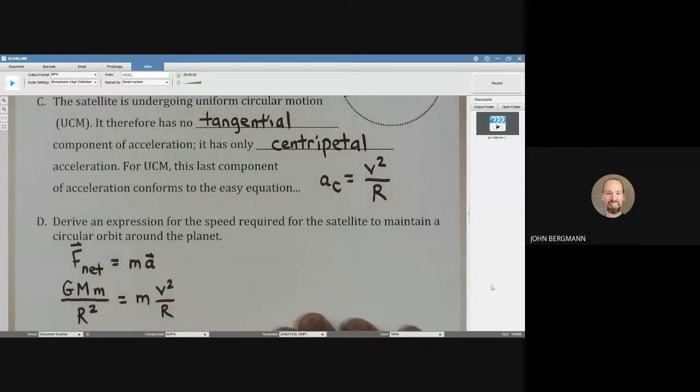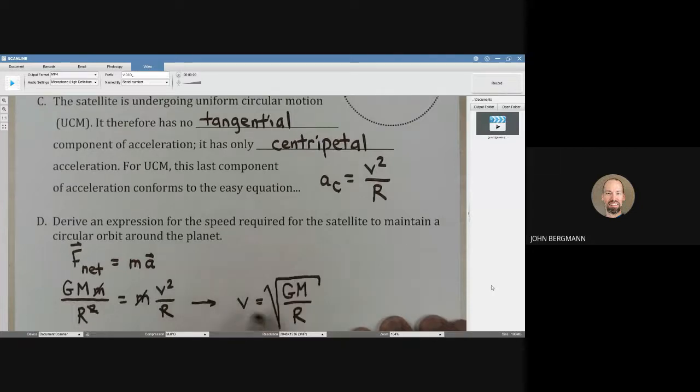Now, can we solve this for v? Let's try it. Little m cancels there. One of those r's cancels right there. I think the speed that we need to maintain circular orbit is going to be big G times big M divided by how far we are from the center of the planet, and then square rooted.